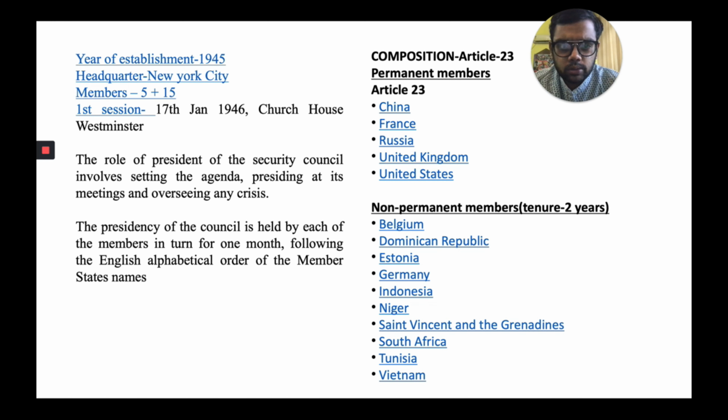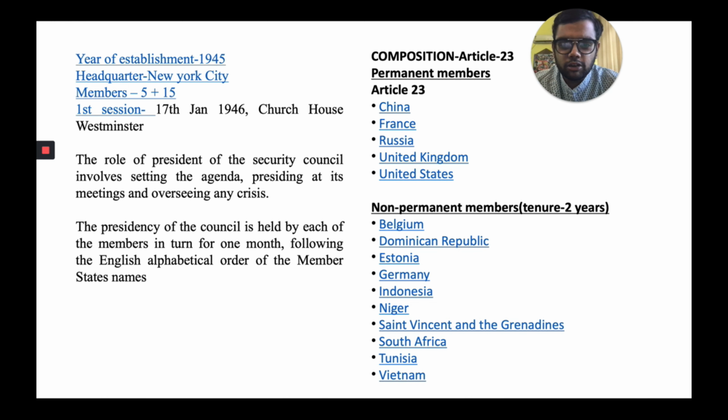Now, the composition is basically that there are 5 permanent members and there are 10 non-permanent members. Non-permanent members have a tenure of 2 years. So currently you can see the list of the states that are the non-permanent members of the United Nations Security Council, and then there are 5 permanent members as mentioned in Article 23 of the UN Charter, that is China, France, Russia, United Kingdom, United States.